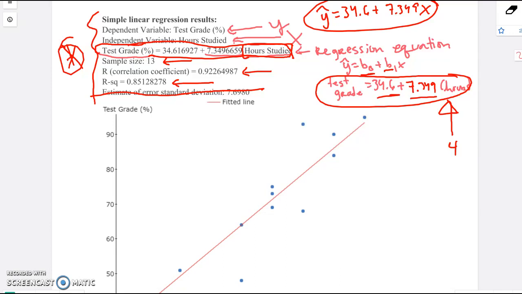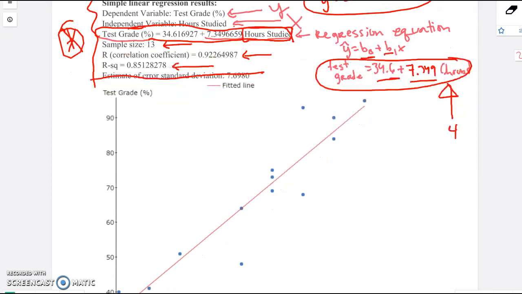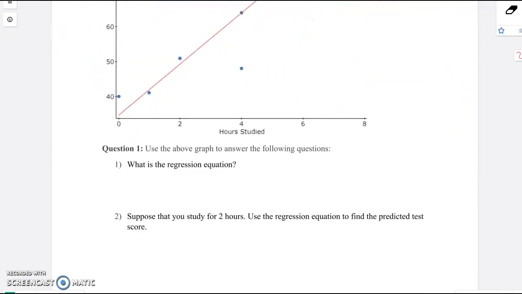So for example, the first one's the y variable, the second one's my x. So my y is my response, my x is my explanatory variable, the third one is the regression equation. That way I know what's what, right? Okay, so what is the first question asked? What is a regression equation?